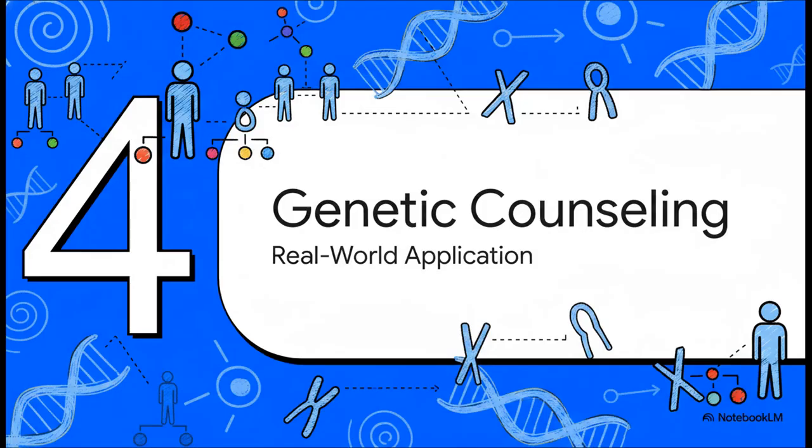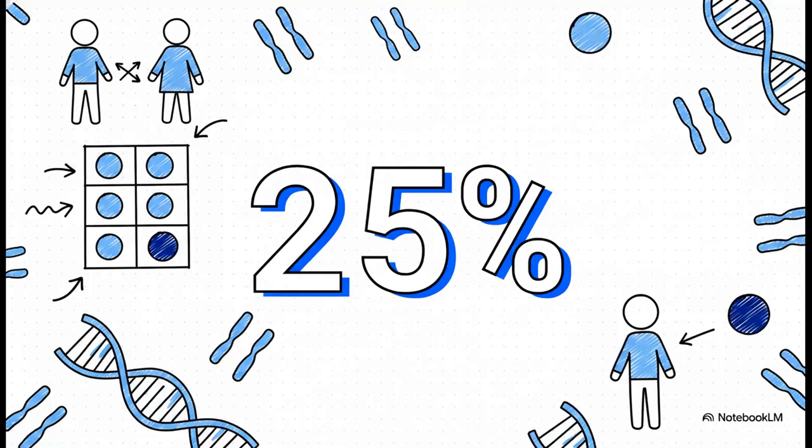Section 4, Real-World Genetic Counseling. Now let's zoom out from pea plants to human application. 25%. This is a powerful number. It is the exact probability that two completely healthy, unaware carrier parents have of passing on a recessive genetic condition to their child.